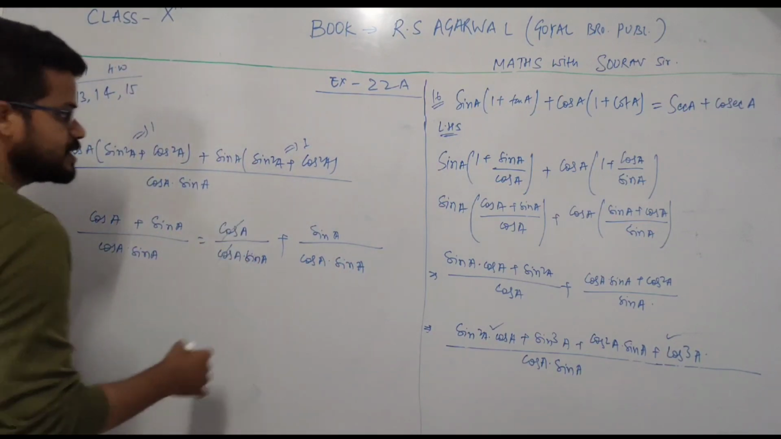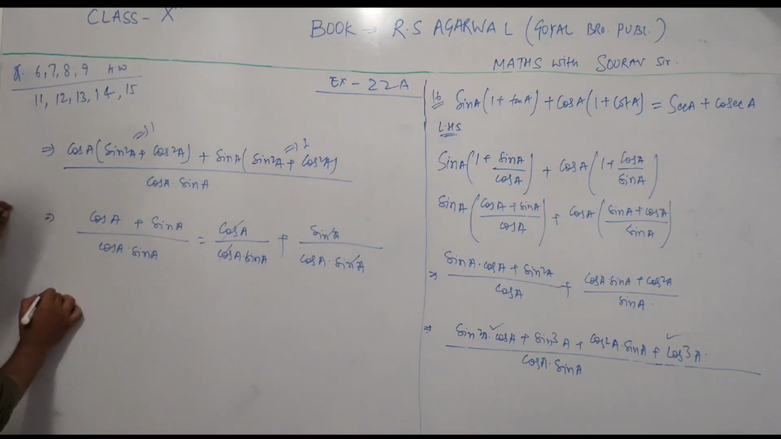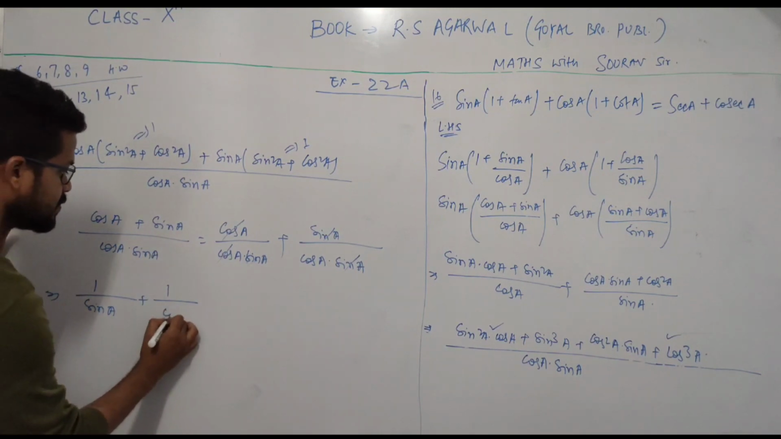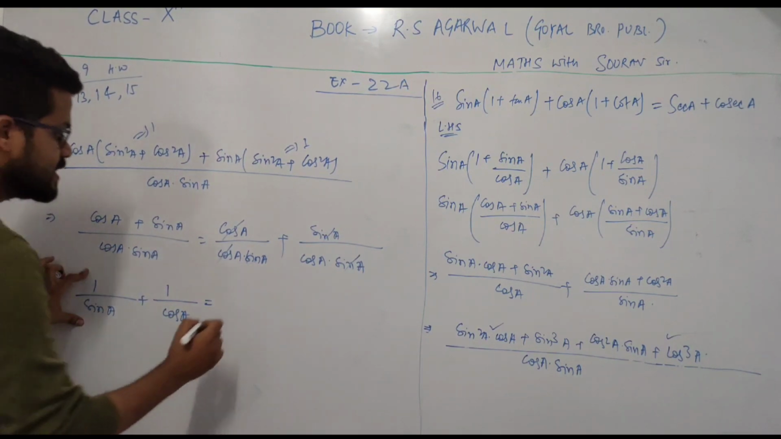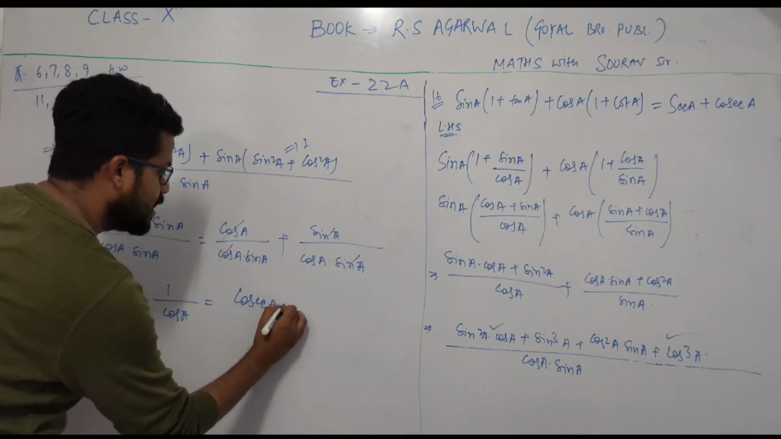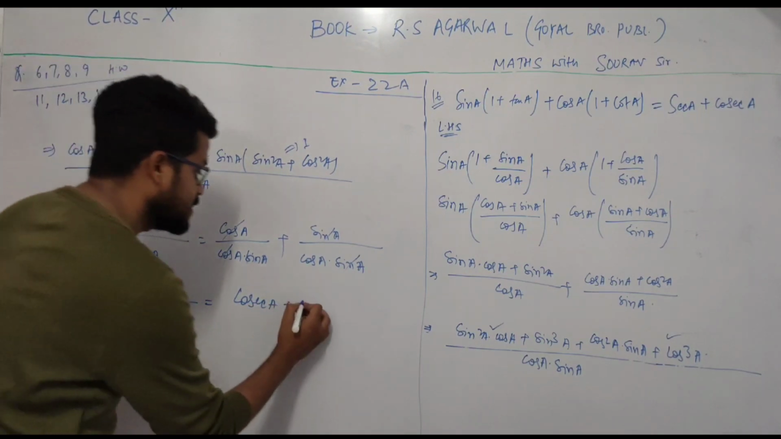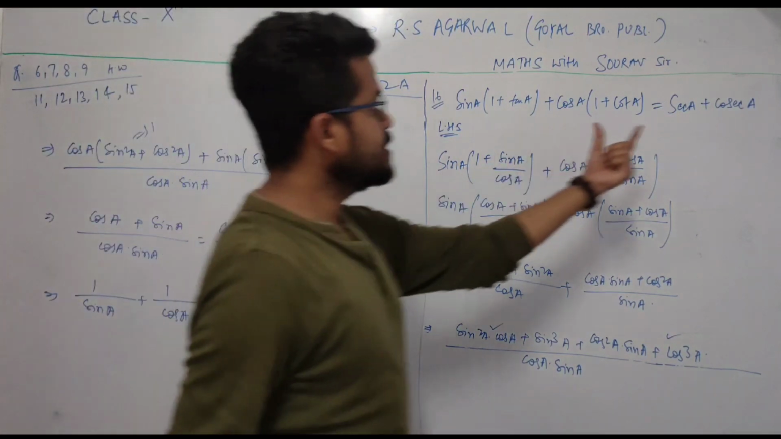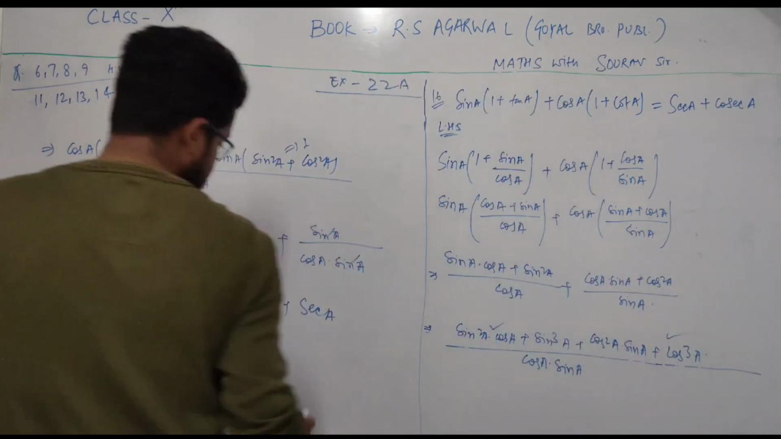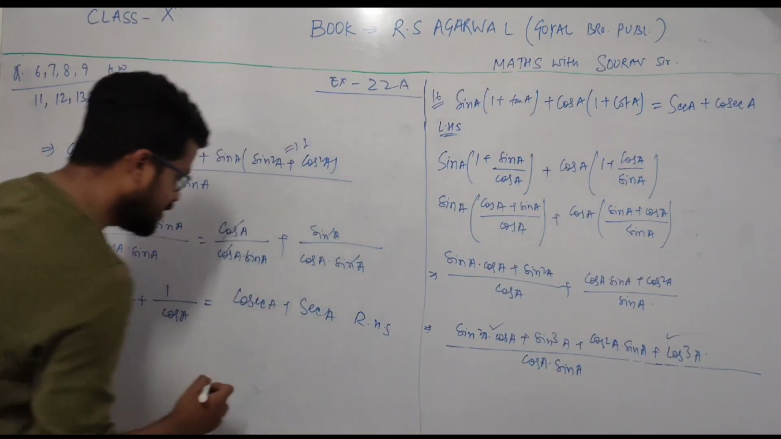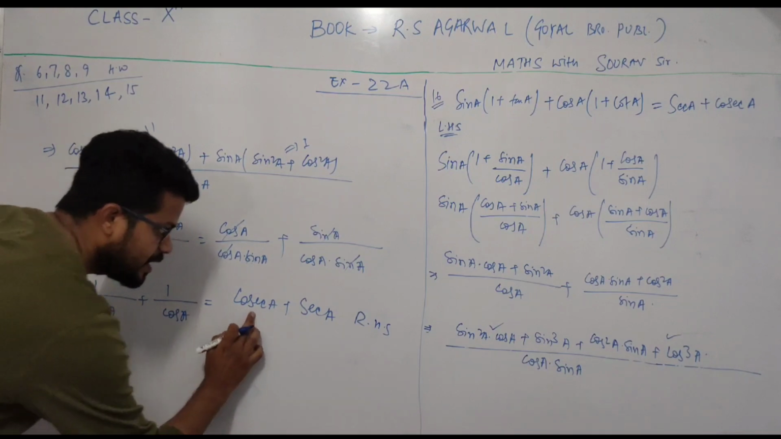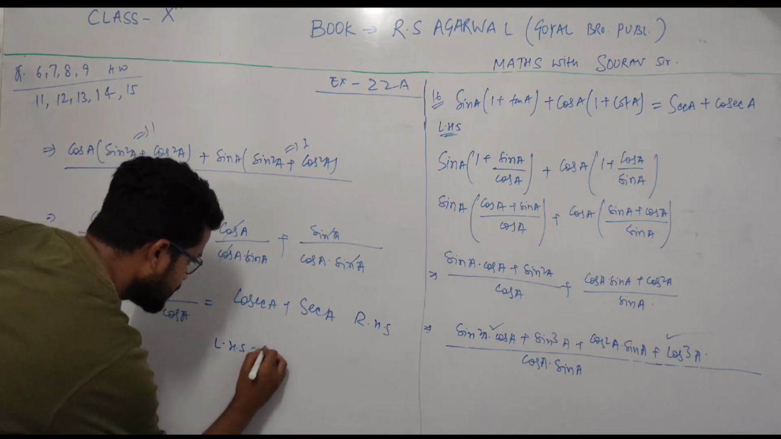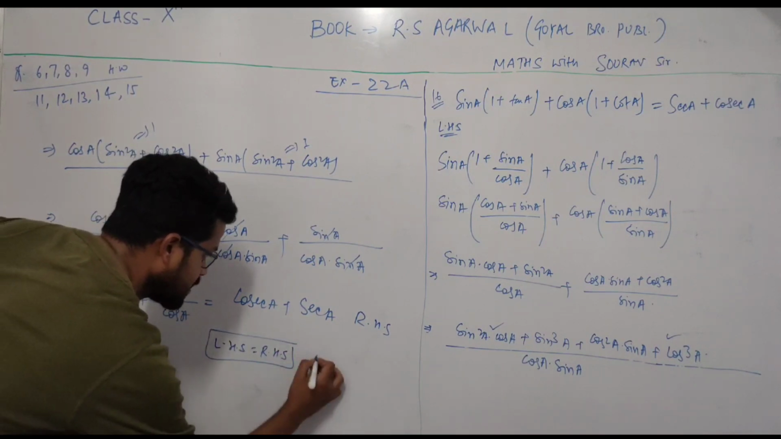So here cos A cancels out and sin A cancels out. So here this is 1 by sin A plus 1 by cos A. And this 1 by sin A is what? Cosec A. And this 1 by cos A is what? Sec A. So this is cosec A plus sec A, which is sec A plus cosec A. So this is equal to RHS, and we have proved this. LHS is equal to RHS.